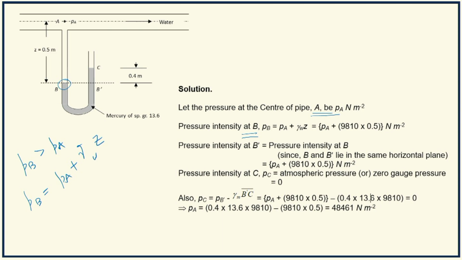What is gamma W? Specific weight of water, because here you have only water. This column is only water. So PA plus gamma W into Z, where Z is 0.5 meter. Then from B, you are moving to B dash. What is B dash? B dash is a point in the right limb such that points B and B dash are in the same horizontal plane.